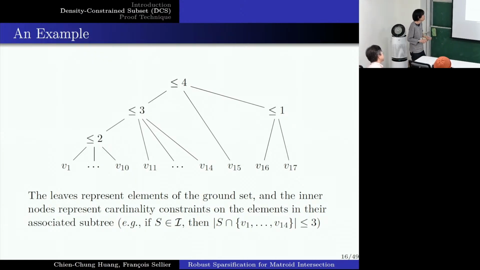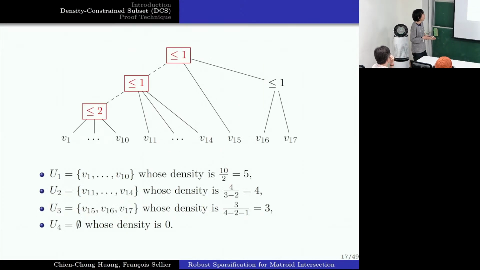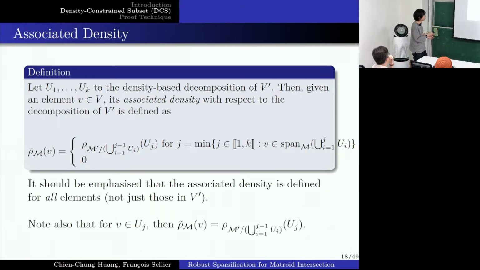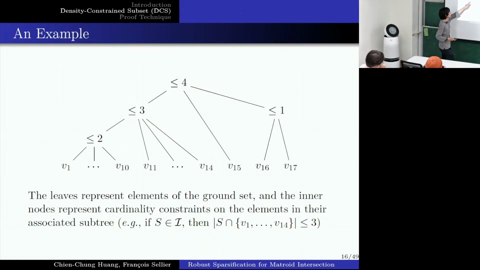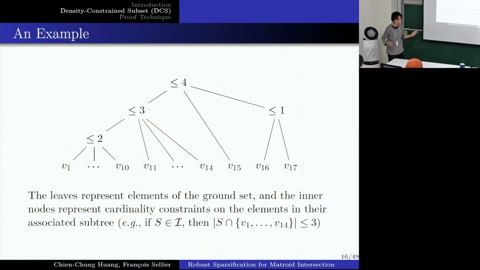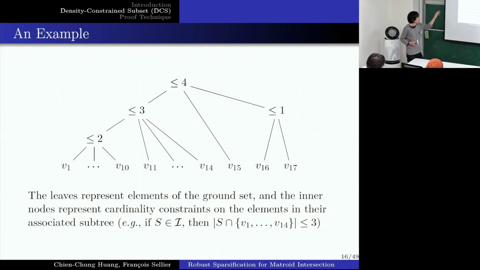So let's apply my greedy algorithm. The first U1 that I find is going to be this one. Why is that? Because I choose 10 elements, and the rank is 2.